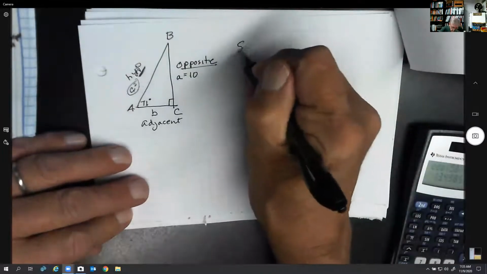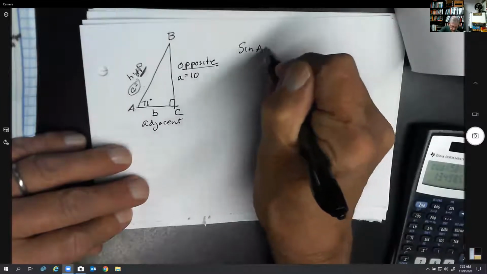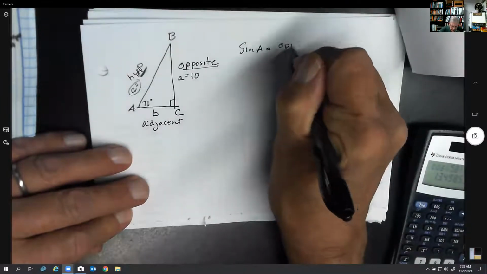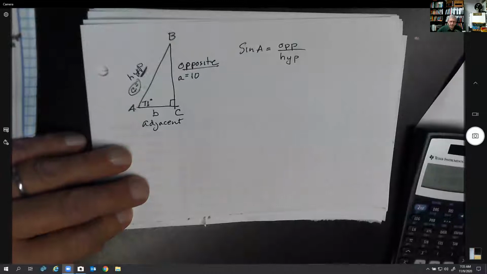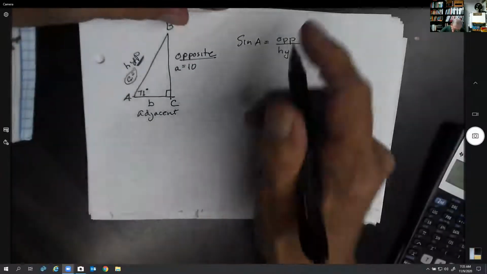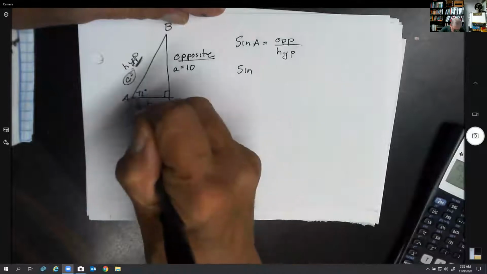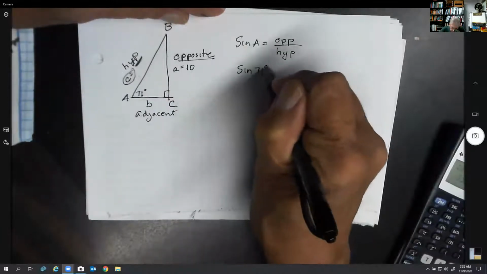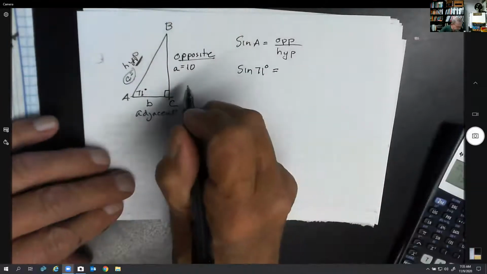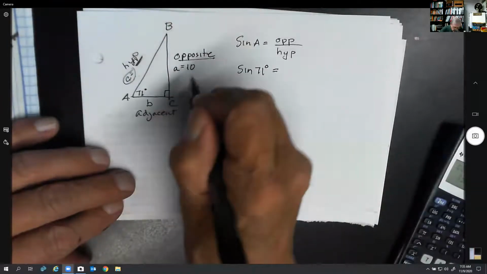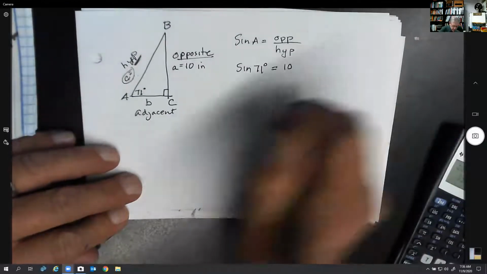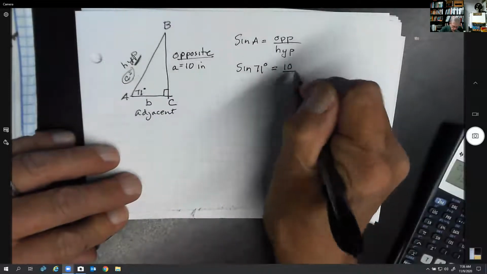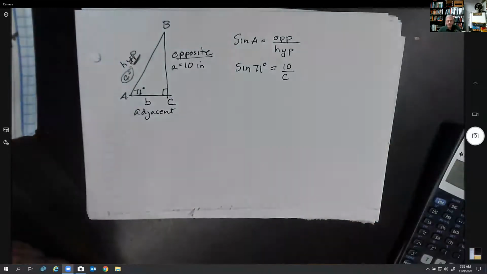So sine A equals the opposite over the hypotenuse. I write down the goodie here. So how can we find that? Well, the sine of A, which is 71 degrees, is equal to the side that's opposite, which is, I don't know if they gave a measurement here, inches, 10 inches. We won't write that down, but we'll put that here, over the hypotenuse, which we're going to call C. So now we've got the problem set up.